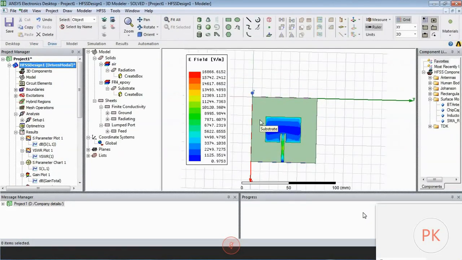Show me the current distribution in a graphical way. For current distribution in graphical analysis, this is the 2020 version. This version is not available, that's why.